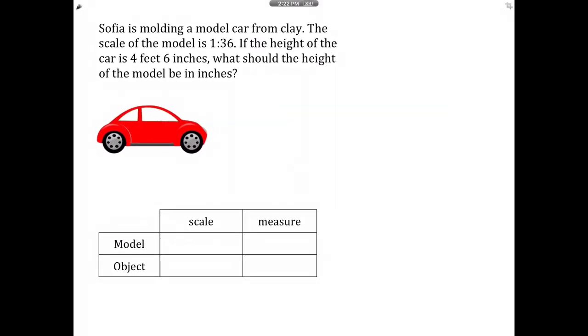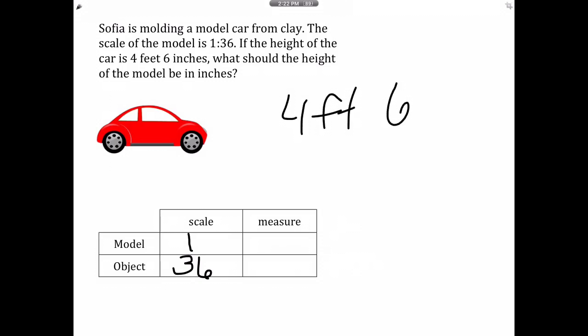We have another one where Sophia is molding a model car from clay, which we often do, right? The scale of the model is 1 to 36. So if the height of the actual car is 4 feet and 6 inches, what should the height of the model be? So the model is always 1. And the object is going to be 36 times bigger. As far as the actual height, it changes a little bit if we're talking area or volume, but we're talking about height right now.